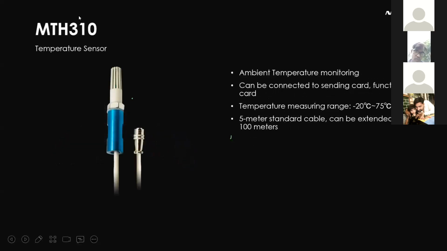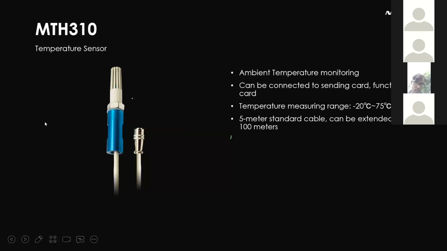And this is our temperature sensor, MTH310. Well, same as the light sensor, our temperature sensor can support ambient temperature monitoring. On the other hand, for the length of the standard cable is 5 meters, but it can be extended to 100 meters. The temperature measuring range is from -20 degrees to 75 degrees.